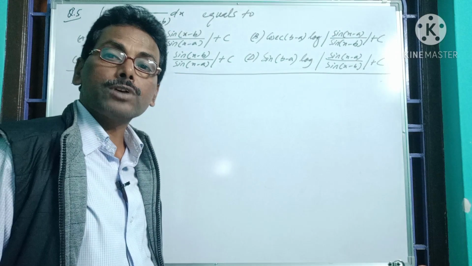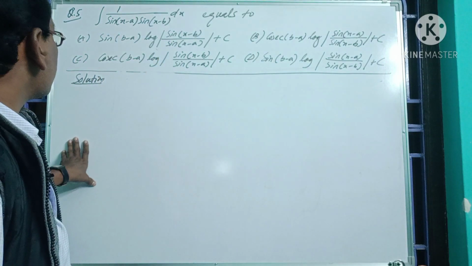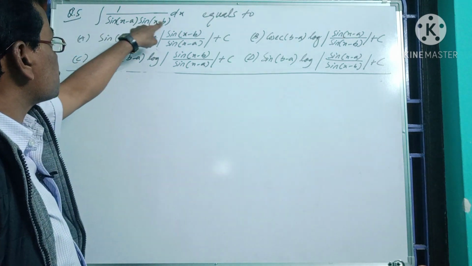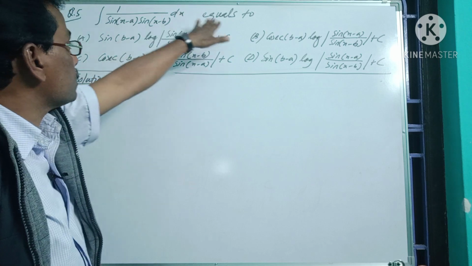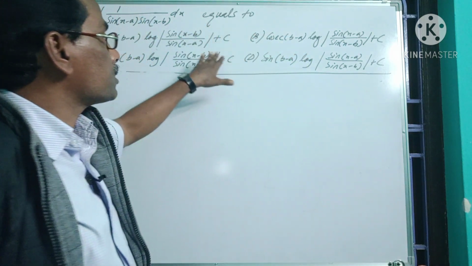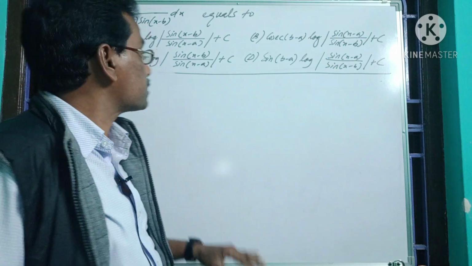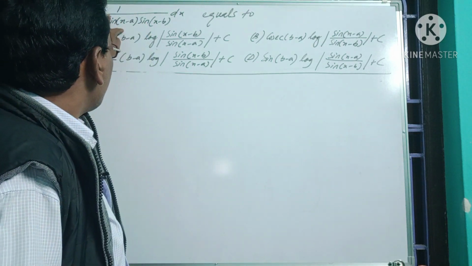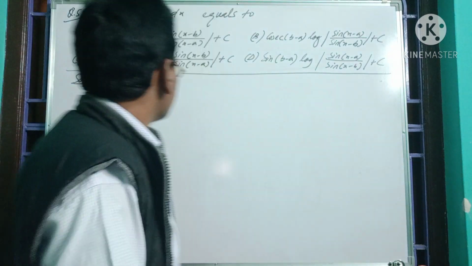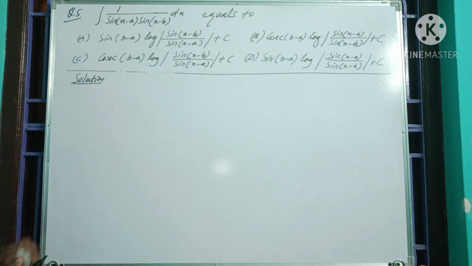Now let us try to solve the fifth problem on integration, that is integration of 1 by sin of x minus a into sin of x minus b with respect to x is equals to the following 4 choices are there. So out of the 4 choices of answer, only one answer is correct. So let us try to integrate the integrand and we will check which one is the correct answer. So let us start the solution of the problem.